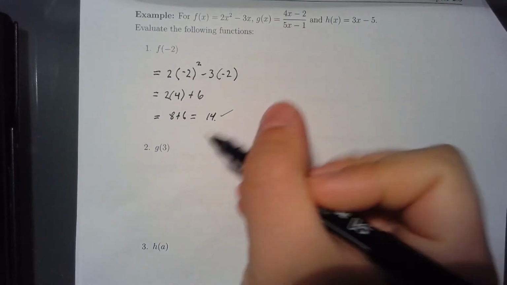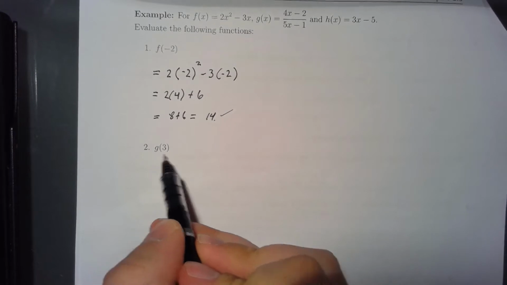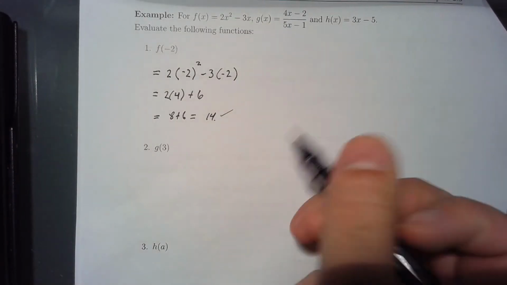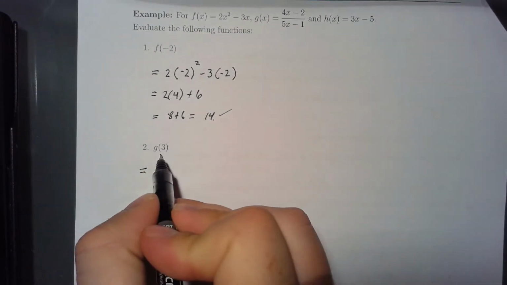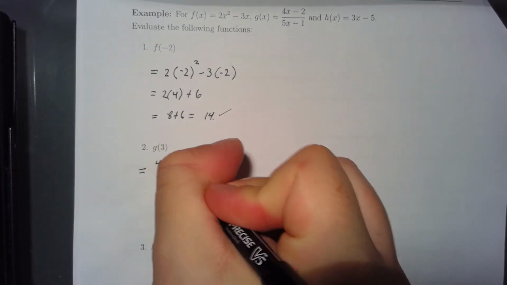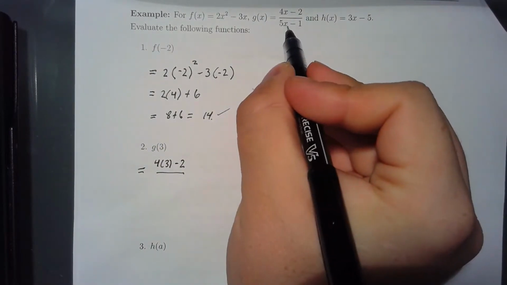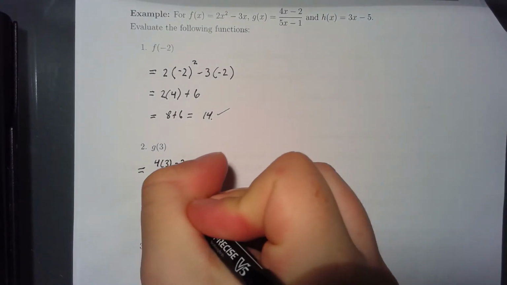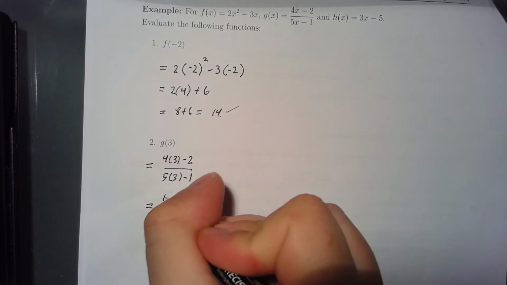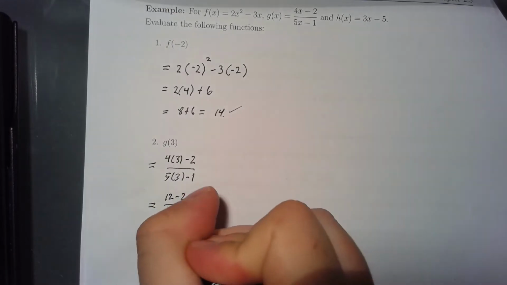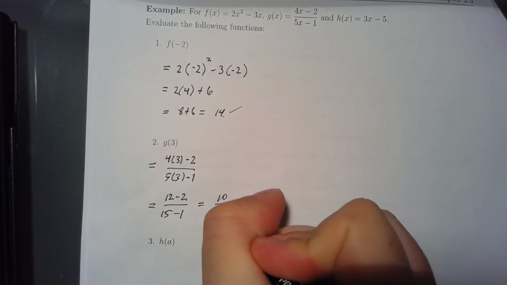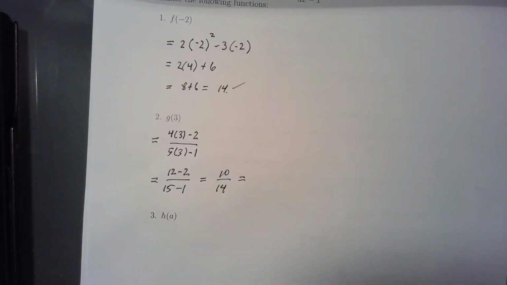What about number 2? g of 3. So the name of the function is g, the input is 3. So I'm plugging 3 into g of x. That's this one. So plug in 3 here. You're going to get 4 times 3 minus 2 all over 5 times 3 minus 1. So 4 times 3 is 12 minus 2. 5 times 3 is 15 minus 1. 12 minus 2 is 10. 15 minus 1 is 14. 10 over 14 reduces to what?